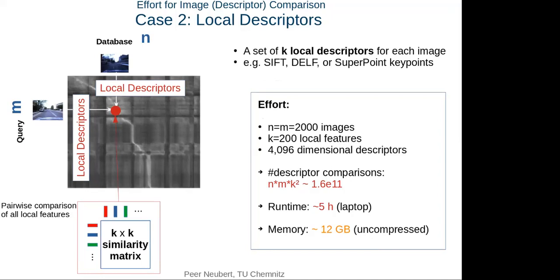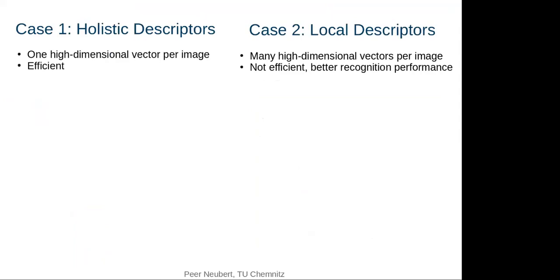So let's sum this up a little bit to get back to the big picture. Okay, we have case one, holistic descriptors, one high-dimensional vector per image, efficient. On the other hand, case two, local descriptors, many high-dimensional vectors per image, not efficient, but better recognition performance. Of course, the image processing community already developed a lot of techniques like bag of visual words, Fisher vectors, VLAD and NetVLAD, and so on, to construct holistic descriptors from those local descriptors.